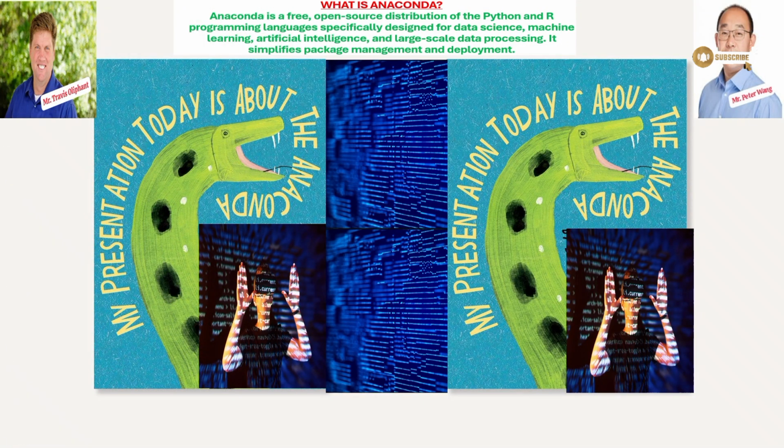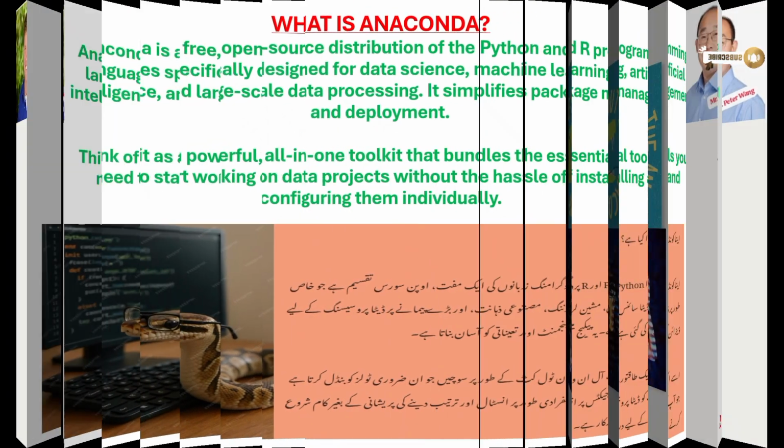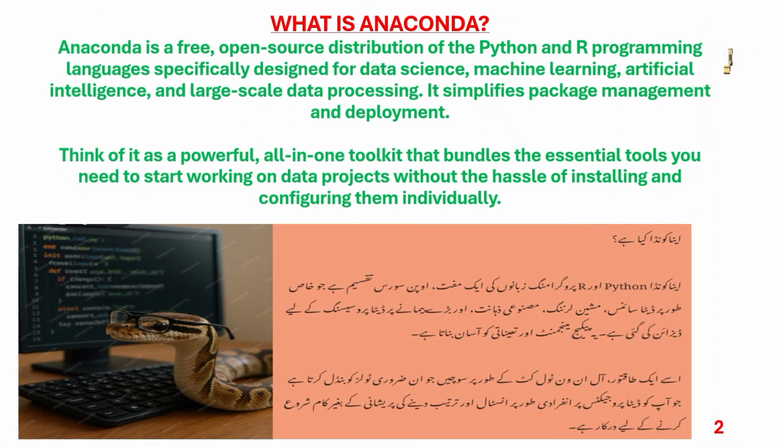What is Anaconda? Anaconda is a free, open source distribution of the Python and R programming languages specifically designed for data science, machine learning, artificial intelligence, and large-scale data processing. It simplifies package management and deployment. Think of it as a powerful, all-in-one toolkit that bundles the essential tools you need to start working on data projects without the hassle of installing and configuring them individually.